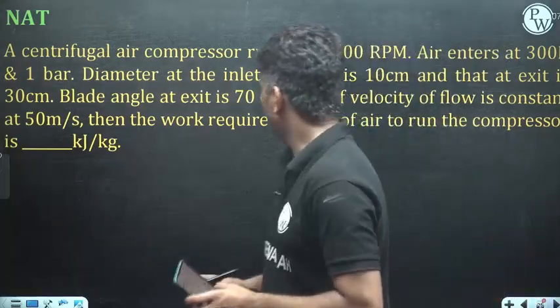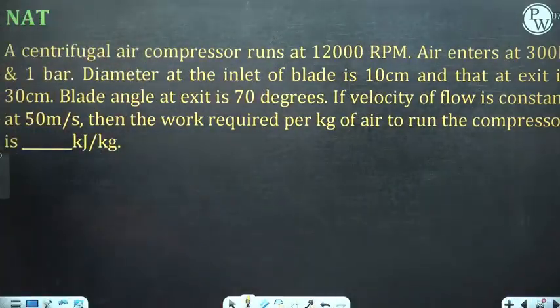So it says a centrifugal air compressor runs at 12,000 RPM. Air enters at 300 Kelvin and 1 bar. The diameter at the inlet of the blade is 10 centimeter and at the exit is 30 centimeter. The blade angle at exit is 70 degrees. So you see that now the blades are not radial. That means beta is not 90 degree, now beta is 70 degree.